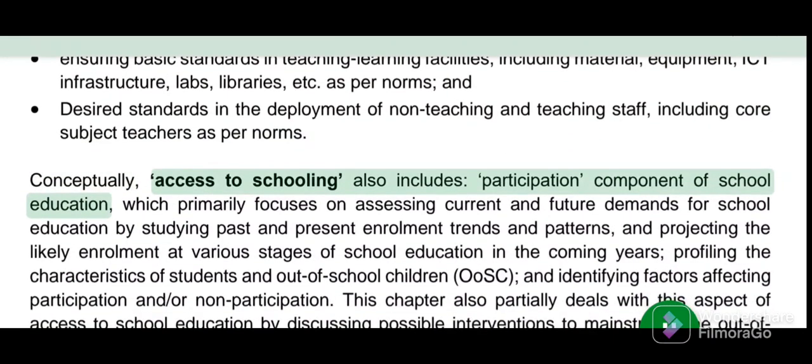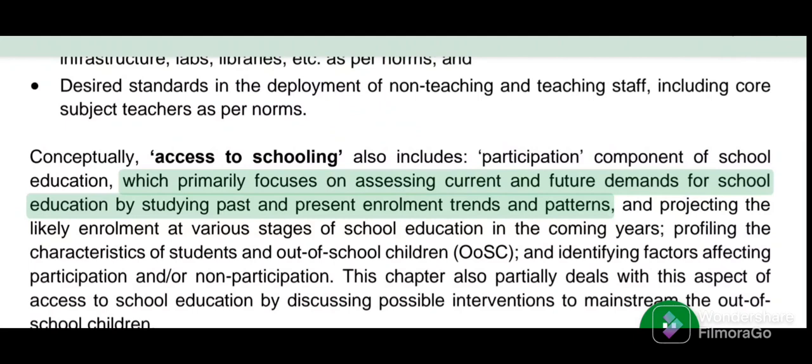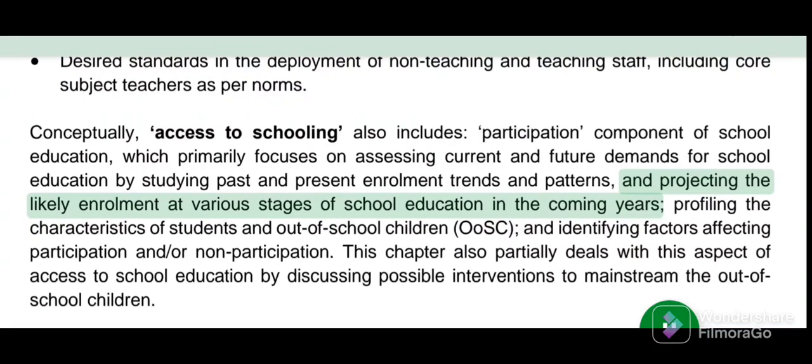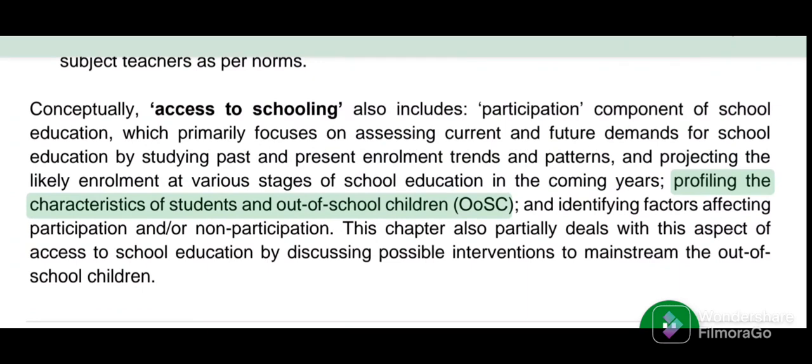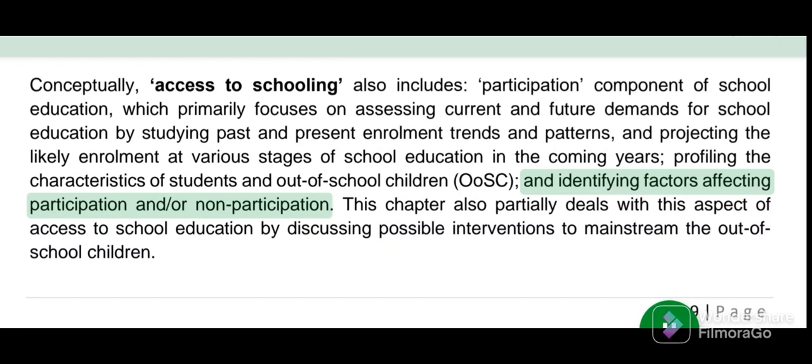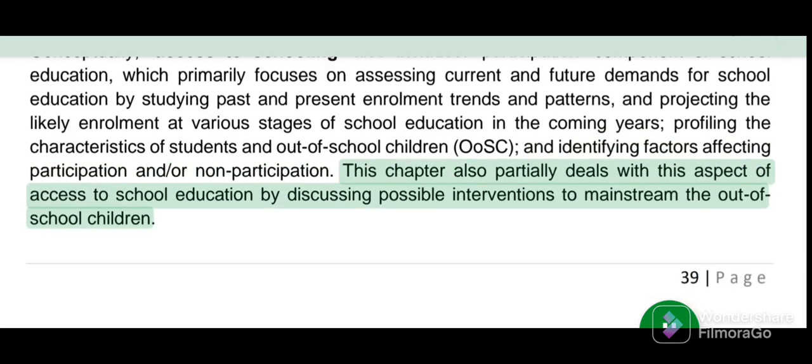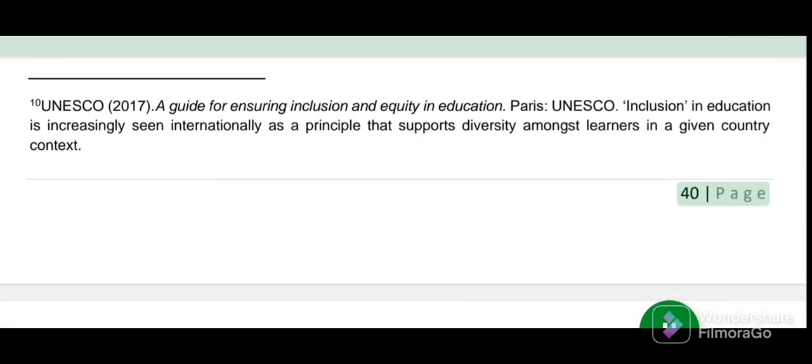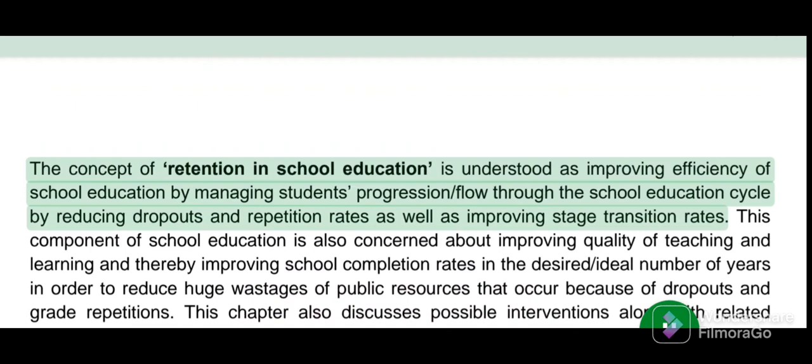Conceptually, access to schooling also includes participation component of school education, which primarily focuses on assessing current and future demands for school education by studying past and present enrollment trends and patterns, and projecting the likely enrollment at various stages of school education in the coming years. Profiling the characteristics of students and out-of-school children (OOSC), and identifying factors affecting participation and/or non-participation. This chapter also partially deals with this aspect of access to school education by discussing possible interventions to mainstream the out-of-school children.